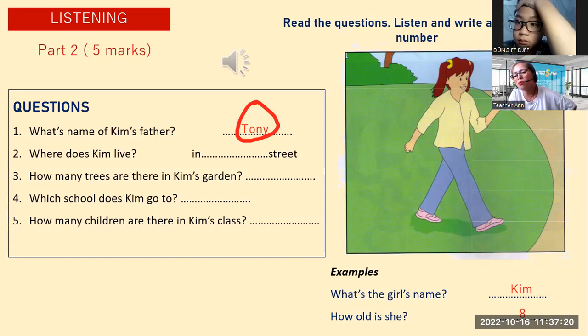Now listen to part 2 again. 1. Who do you live with, Kim? I live with my mum and my dad. And what's your dad's name? His name's Tony. Is that T-O-N-Y? Yes, that's right.